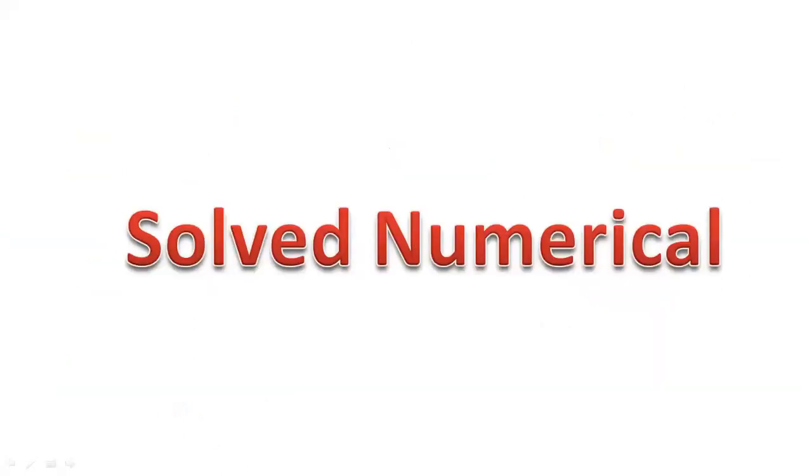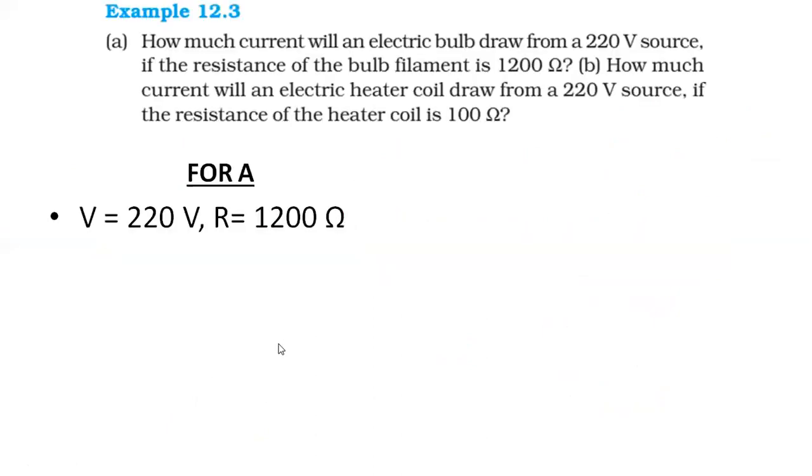Sure. Now we are going to see today's solved numericals. Just pay attention, because these problems are already solved in your textbook, so we are not going to write them. First question: How much current will an electric bulb draw from a 220-volt source if the resistance of the bulb filament is 1200 ohm? There are two parts in the first question, A and B. In the A bit, they are asking what the current is.